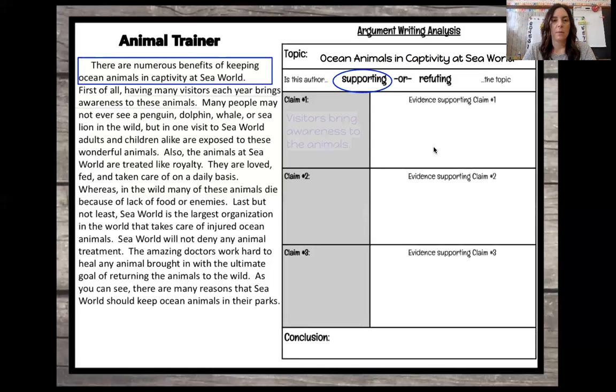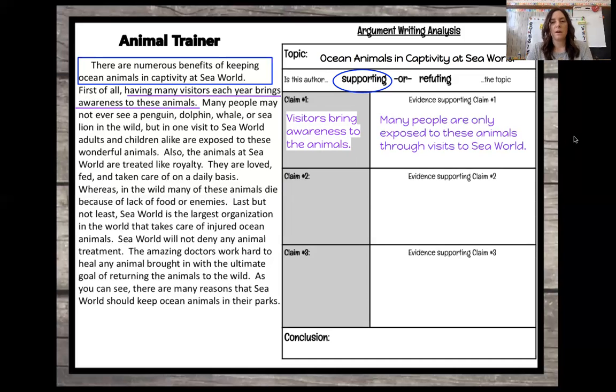So the first claim, it says in the text, having many visitors each year brings awareness to these animals. So the author's claim is that visitors bring awareness to the animals. And the evidence that this author uses to support that is that they say many people are only exposed to the animals through visits to SeaWorld. So basically, a lot of people would never see dolphins, whales, or sea animals in the wild. And it's a good way to bring awareness to the animals by keeping them at SeaWorld. Claim number 2, the author says that the animals at SeaWorld are treated like royalty.